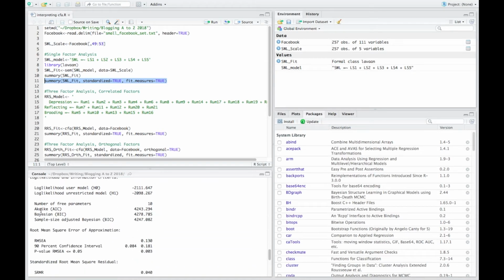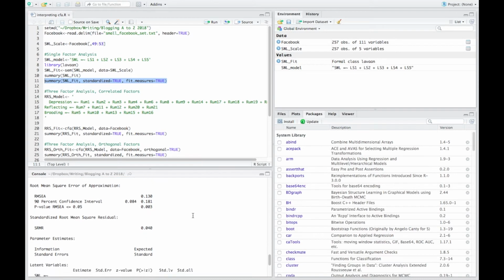AIC is something that I look at when I'm comparing two different models to each other, and when those models are so different that they can't be considered nested. And I'm going to write a future blog post where I talk about nested versus non-nested models. But when models are non-nested, which means that they have different indicators or they have a different factor structure, you would compare AIC to each other, and a smaller AIC is better. Some people also like the BIC. They're both determined in a very similar way, and they tend to give you pretty similar results.